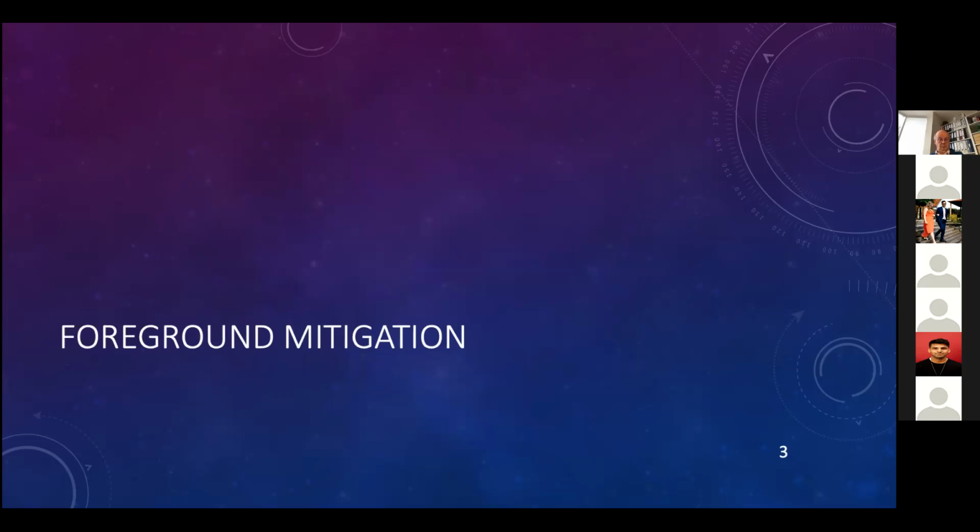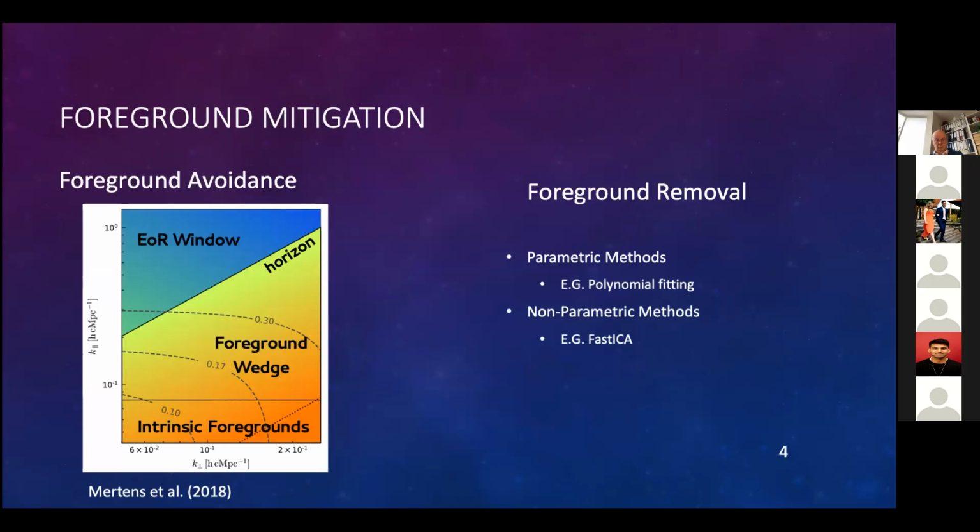Luckily, we have a range of mitigation techniques at our disposal. These typically fall into two schools: foreground avoidance and foreground removal. On the left here, we have the cylindrical power spectrum. It's the power spectrum binned along the line of sight and angular directions, producing these axes of k parallel and k perpendicular respectively. Due to the chromatic nature of our instruments, the fact that their response changes with frequency, we end up getting the foreground wedge.